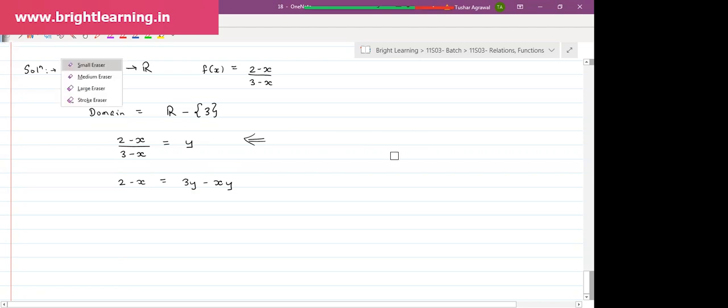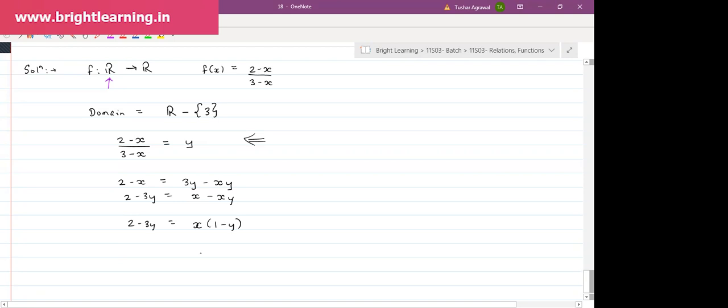So for that, now 2 minus 3y will be equal to x minus xy. So 2 minus 3y is equal to x, taking common, that is 1 minus y. So x is equal to 2 minus 3y upon 1 minus y.